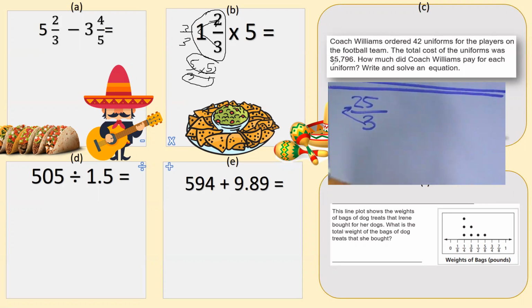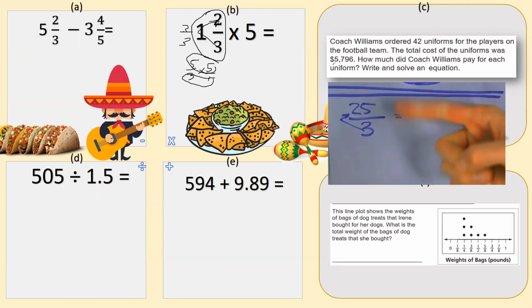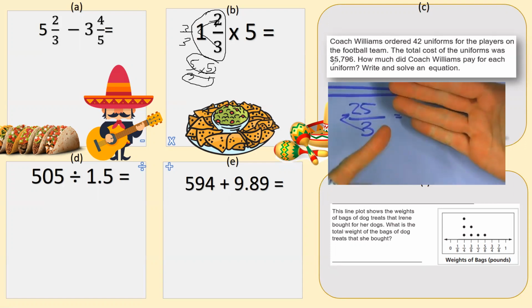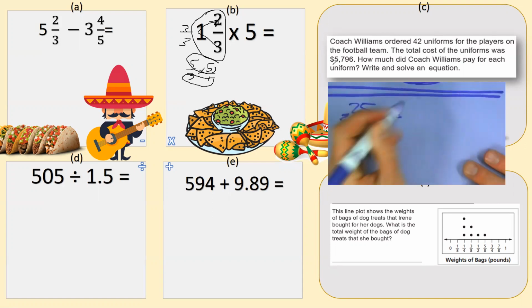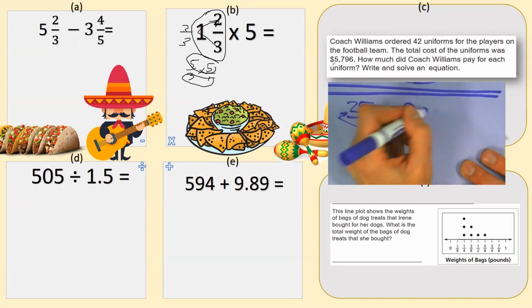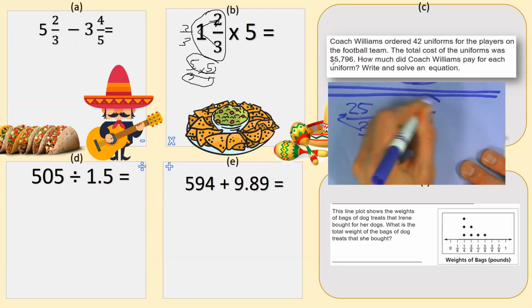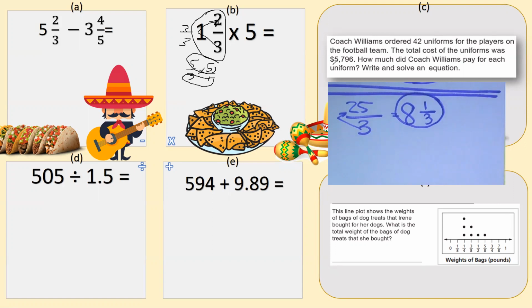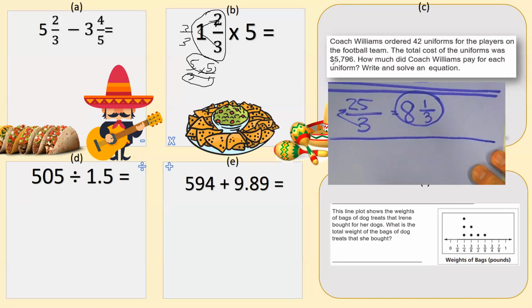Now this is an improper fraction. They want to see how many 3's are in 25. Why? Because 3/3 is equal to a whole. So 3, 6, 9, 12, 15, 18, 21, 24. There's 8 of them. 8 of them made 24/3, so we still have 1/3 left over. The entire answer is 8 1/3.